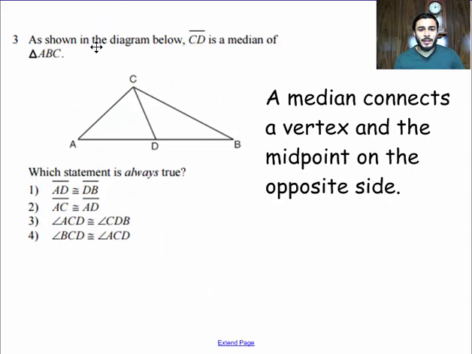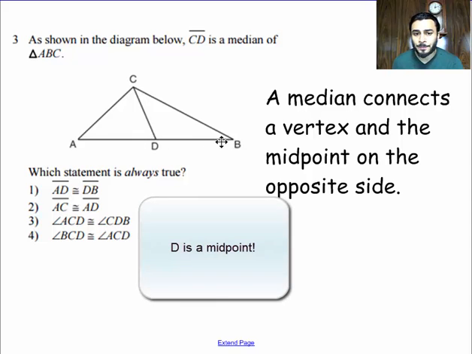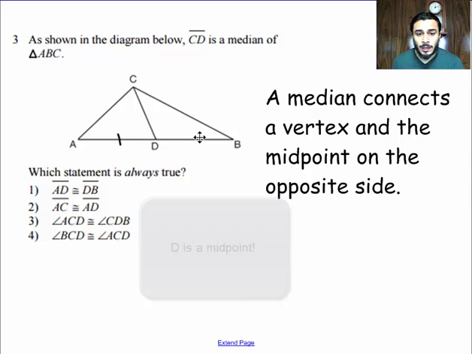Okay, so number 3 says, as shown in the diagram below, CD is a median of triangle ABC. Which statement is always true? So all that we are told here is that CD is a median of the triangle. And I wrote this down for you. A median connects a vertex and the midpoint on the opposite side. So we know that point D is a midpoint of AB. Therefore, we know with certainty that AD is congruent to DB. And so the answer is choice 1.